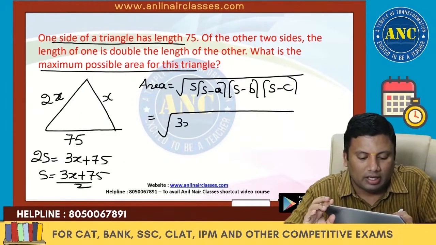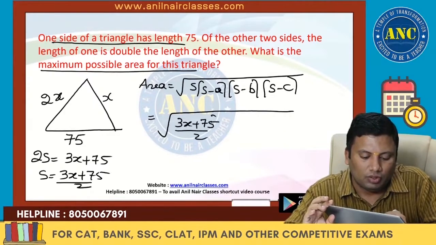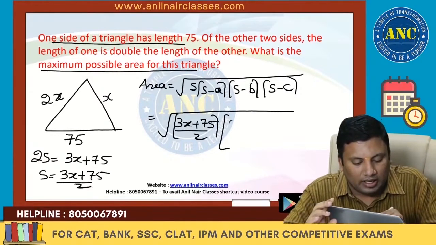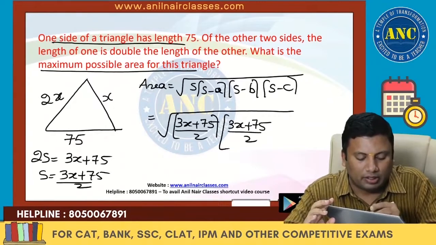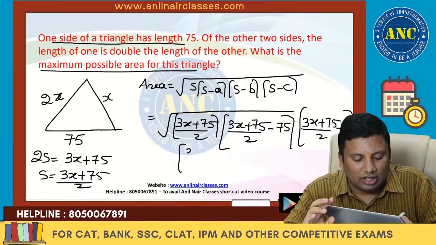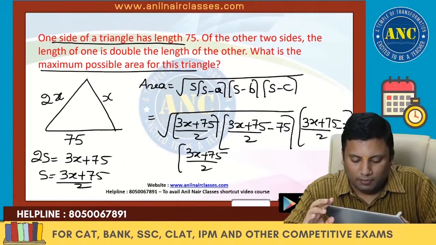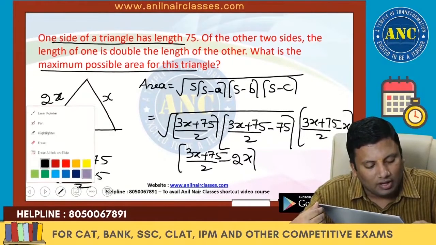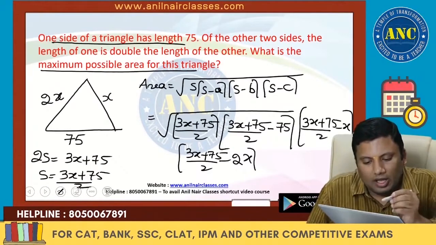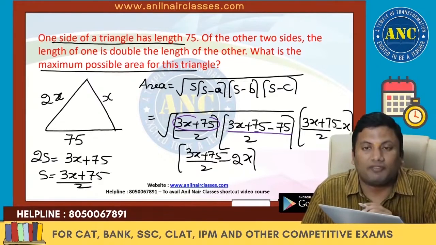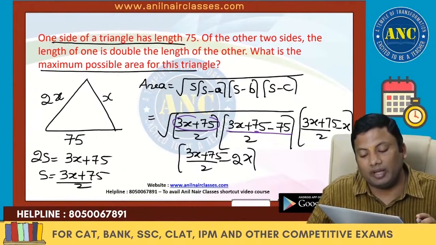So this is (3x plus 75) by 2 into (s minus a), which is (3x plus 75) by 2 minus 75. Next it is (3x plus 75) by 2 minus x. Next it is (3x plus 75) by 2 minus 2x. Now if you observe, there is a beautiful observation in the root value that we will derive. Now if you see here, this is 3x plus 75. If I take the LCM, 75 minus 150, minus 150, 75 minus 150 minus 75.